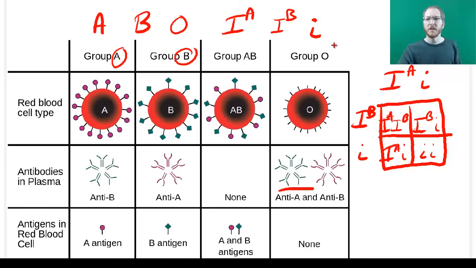So this is why O is considered largely the universal giver, because they lack all these antigens, so they can give blood to pretty much everybody else. Whereas the AB individuals have all the antigens, so they're the universal taker. They can pretty much get blood from anybody else. Now there is much more complexity than that. There are other markers with blood type.